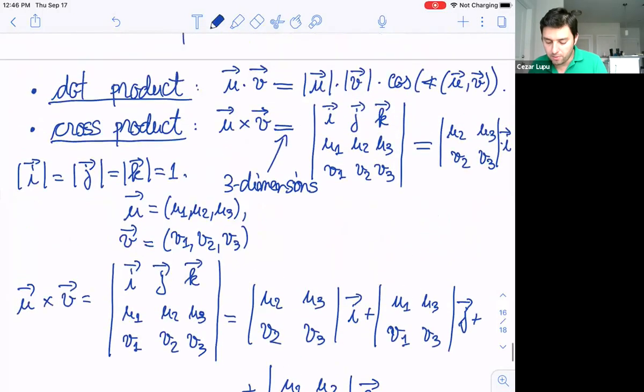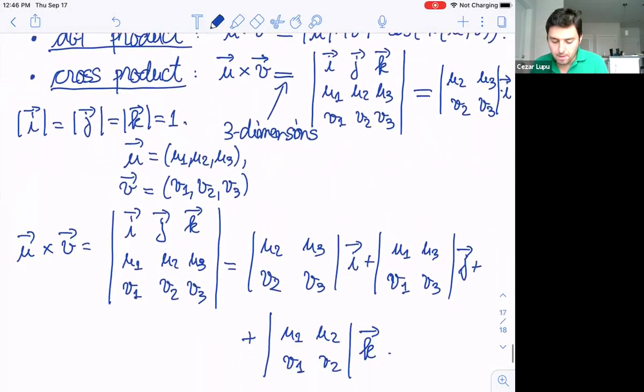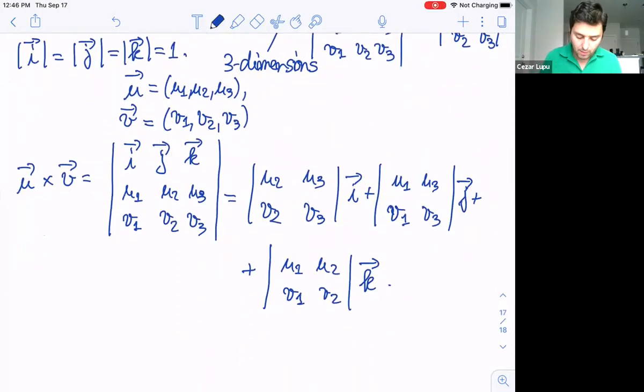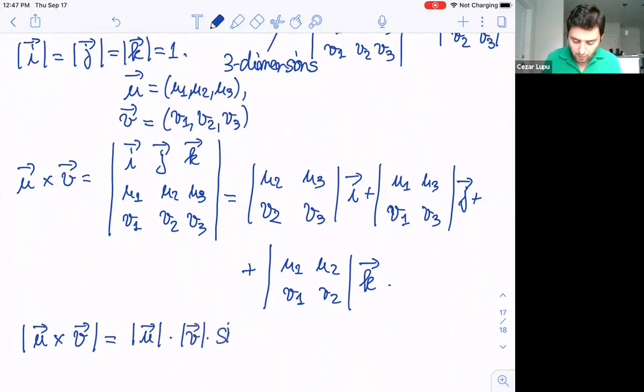But there is an important property here, which says the following: if we want to compute the magnitude of u cross v, this will be nothing else than the magnitude of u times the magnitude of v times the sine of the angle between u and v.